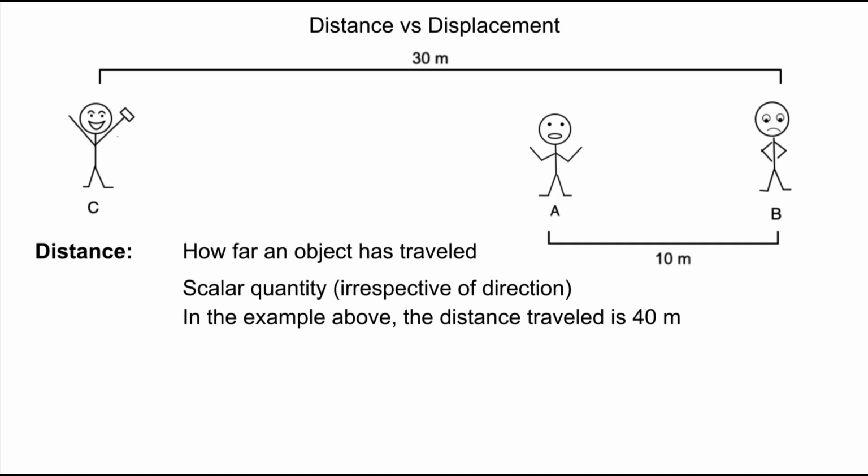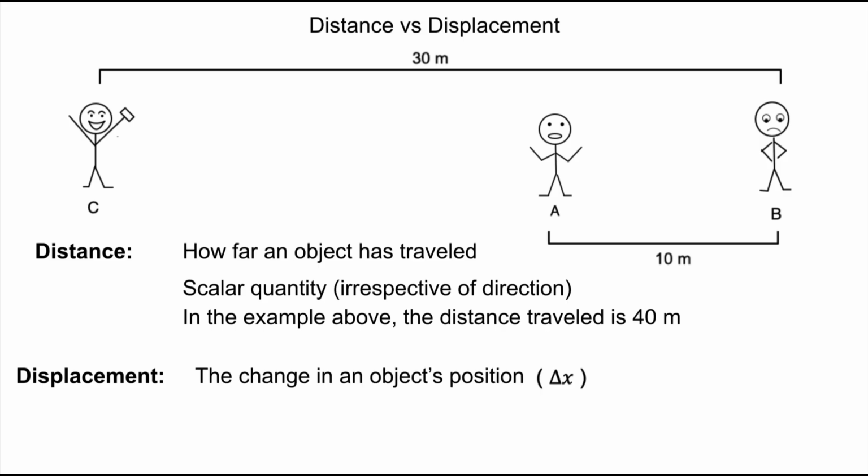But displacement is something different, and displacement is much more important in physics. So displacement is not how far the object traveled, but how much its position has changed. We call this delta x. Delta always means change in, and change is always defined to be the final position minus the initial position, at least for delta x. So delta always means final minus initial.